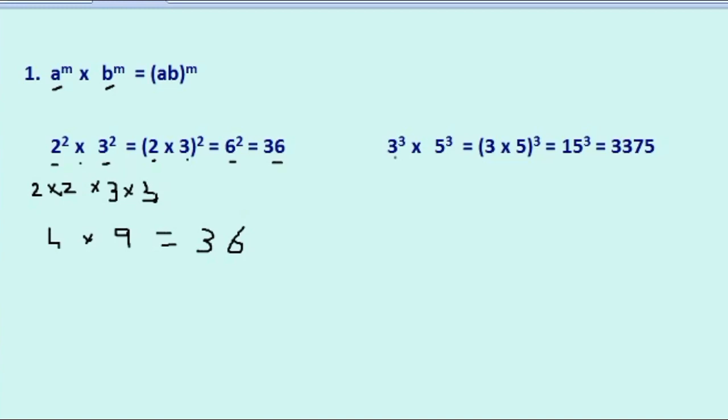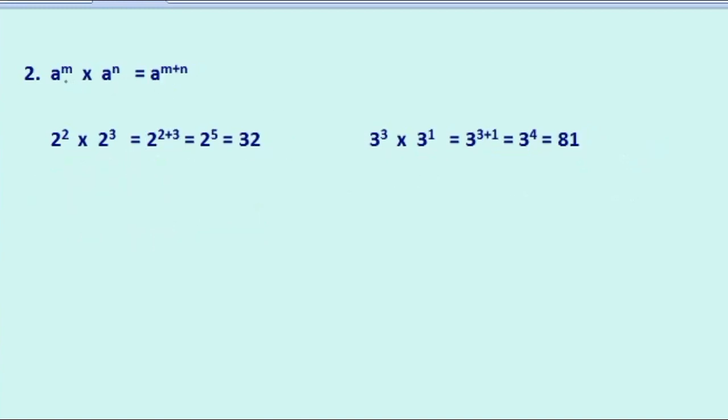One more example let us take. 3 raised to the power of 3, that is 3 cube, into 5 cube. Okay, here again the bases are different. One base is 3, another base is 5, but the powers are same, 3. So what do we do? Multiply 3 into 5, both the bases. 3 into 5 is how much? 15 raised to the power of 3. The answer comes to 3375. Okay.